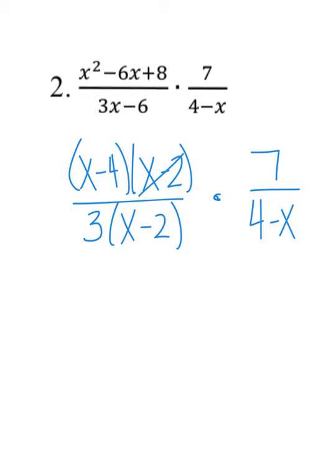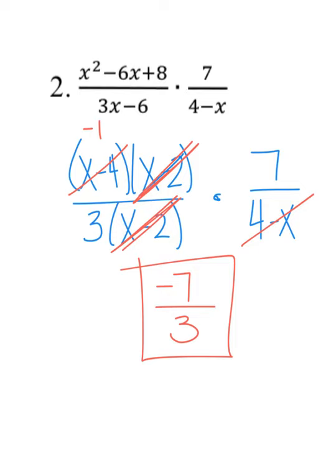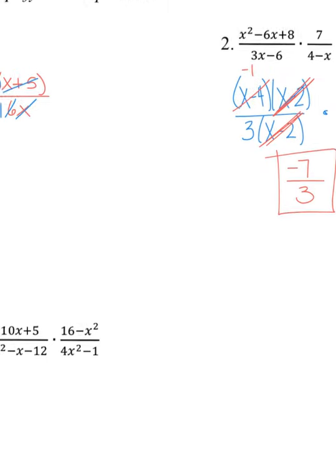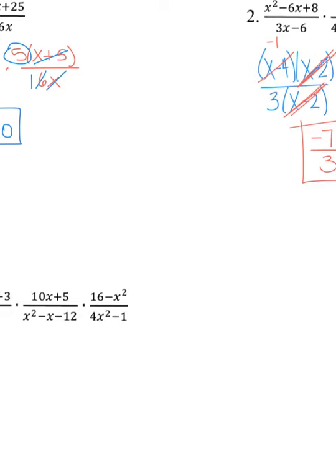I'm going to change colors here just so you can see. X minus 2 cancels. X minus 4 and 4 minus x are opposites, so you replace one of them with a negative 1. I like to always replace the top one with negative 1, but it doesn't matter, okay? On the top, you are left with a negative 1 times 7, which is negative 7. On the bottom, you just have 3, and that's your answer. You could have a polynomial, you can have another rational expression, I really should say, as your final answer. It just so happens that in 1 and 2 you get not integers, you get rational numbers.